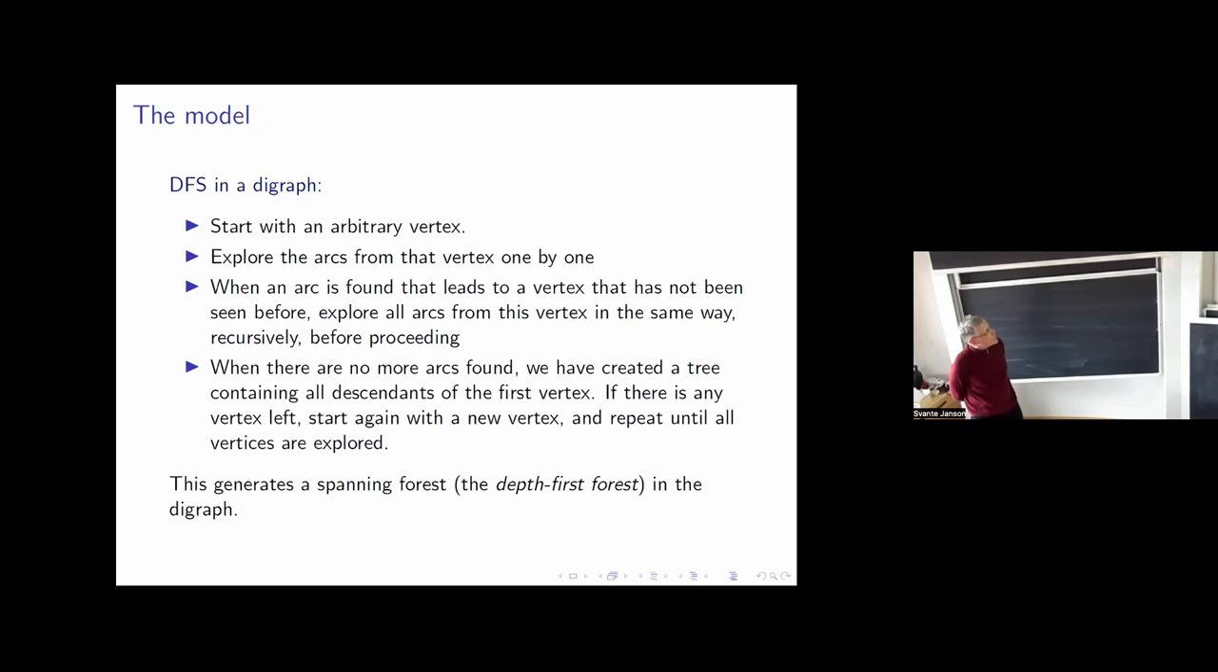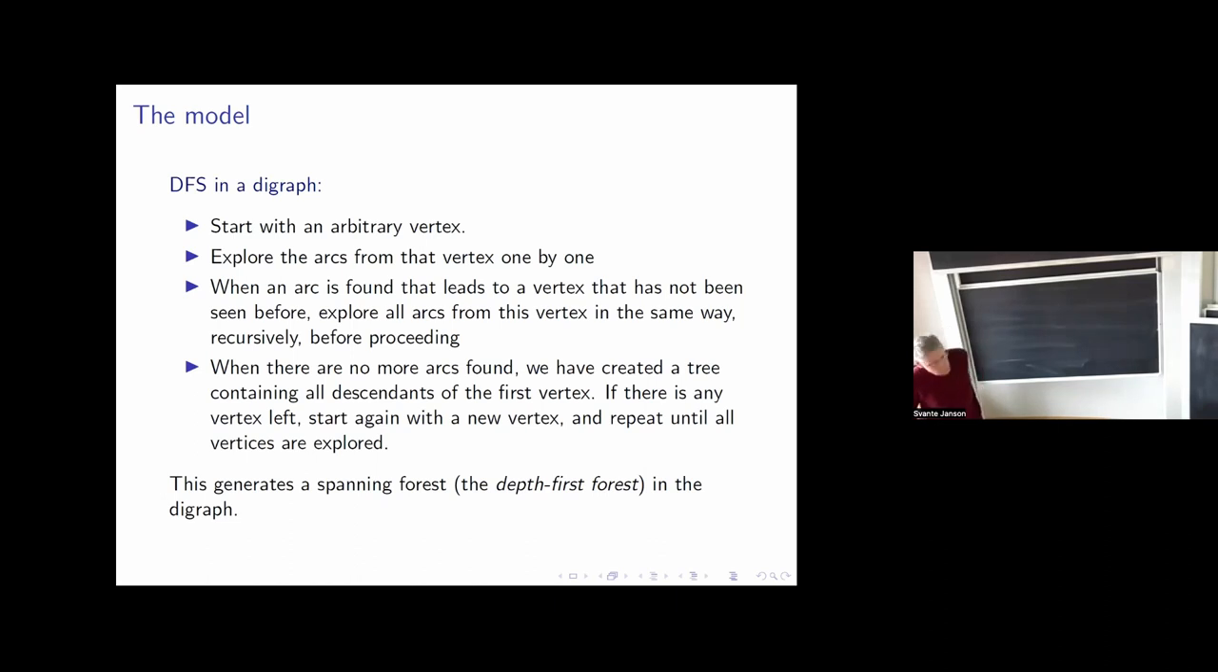When we find an arc which leads to a vertex that we have not seen before, we move there, and then we go on recursively, exploring all arcs from that vertex until we're finished, and then we return back to the first vertex. When we don't find any more arcs, that means that we have created a tree containing all descendants of the first vertex. If there are any vertices left in the digraph, we start again with a new vertex, repeat, and find a new tree, and so on until we've explored all vertices. If you find an arc which leads to a vertex we've already seen, we just ignore that arc and proceed to the next one. In that way, we create a spanning forest in general, the depth first forest.